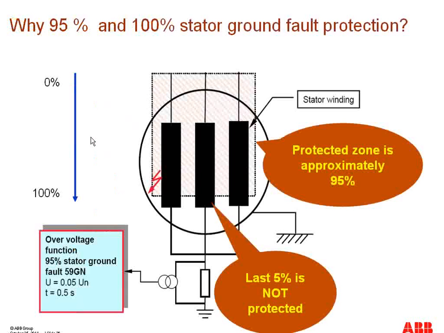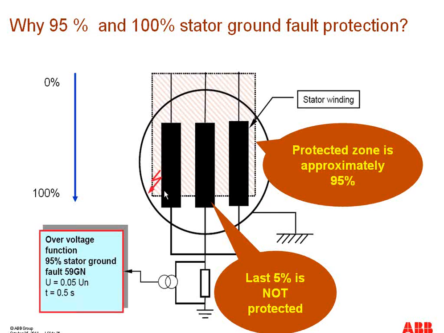So we normally hear that any single protection cannot cover the 100% stator ground fault. Maximum, it can cover only 95% of it. And this slide actually shows you the reason why for the 100% we have to take special measures, in fact, to cover 100% stator ground faults.